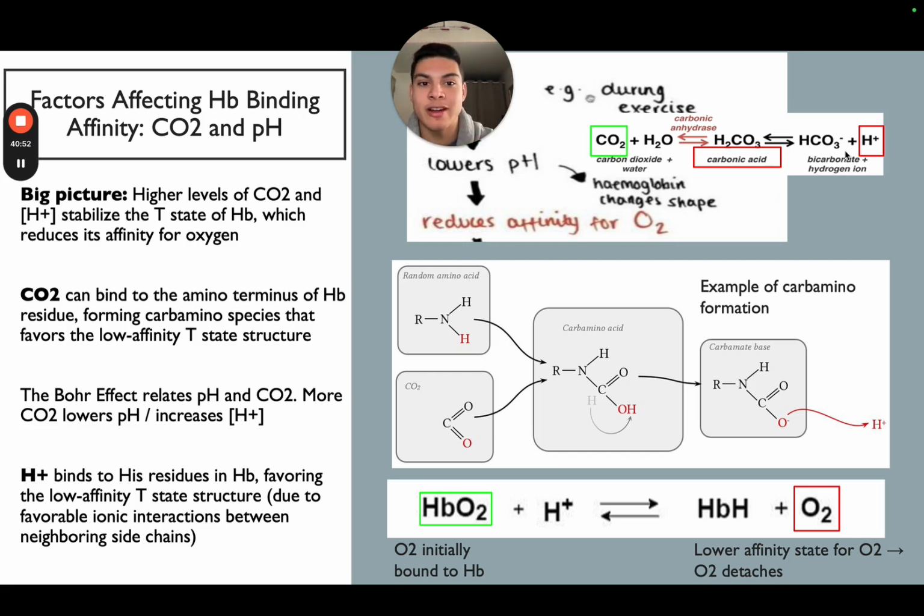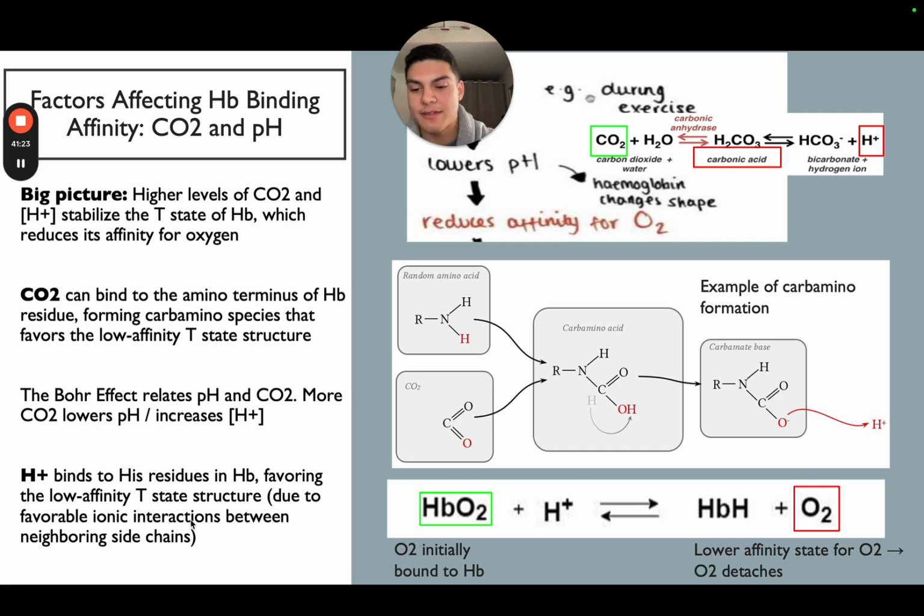And this makes sense. When you're exercising, you're producing a lot of carbon dioxide and breathing it out, and you want the hemoglobin to release oxygen into your muscles. It makes sense in terms of how it's physiologically applicable to our everyday life. Also, something to note is that the hydrogen ion itself also binds to the His residues in hemoglobin, which favors that low affinity T state. So not only do you have this shifting towards carbon dioxide, you're also having its own effects once it meets with that hemoglobin within the blood plasma.